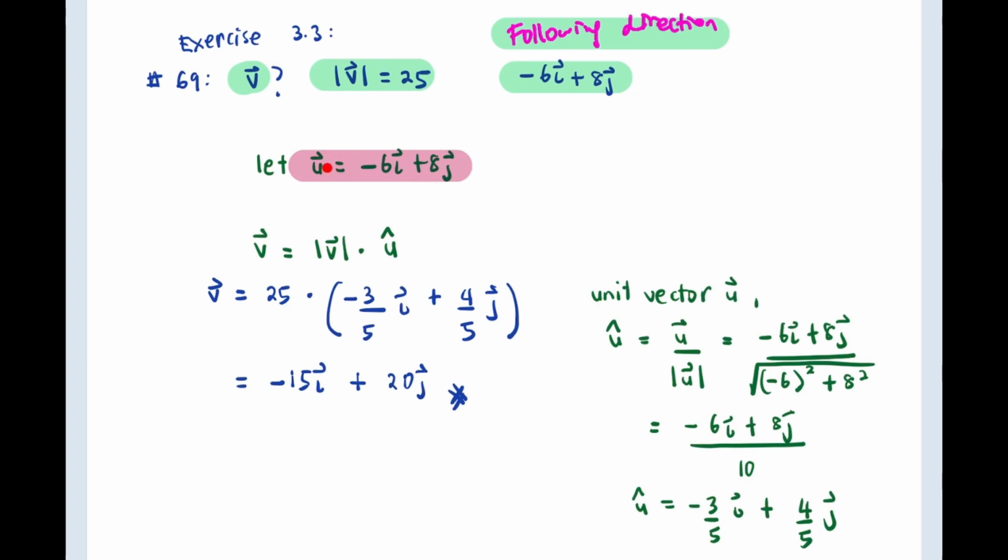However, this is not the final answer yet because the magnitude now is just 1. We need our magnitude to be 25. What we should do is multiply 25 by our unit vector. So 25 times our answer of the unit vector here. Multiply it inside, and your answer is just negative 15i plus 20j, or you can write your answer as negative 15, 20 inside the bracket.